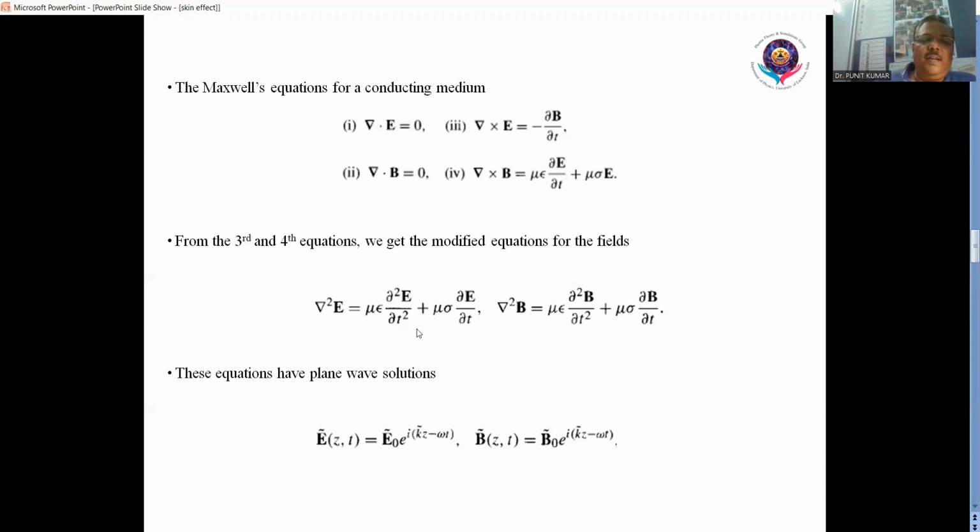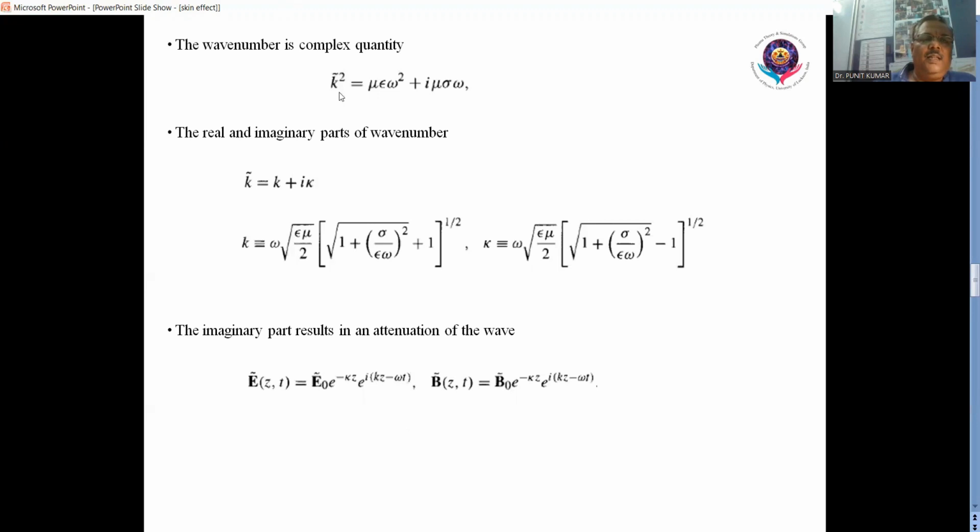So these equations will have a solution of the form given by these equations, the last terms. We have discussed this earlier in our previous lectures. And the wave vector here is a complex quantity. These are the real and the imaginary terms, which we can get after solving the wave equations, after substituting the electric field, getting the dispersion relation, and we can solve. For this, we have obtained this in our previous lecture.